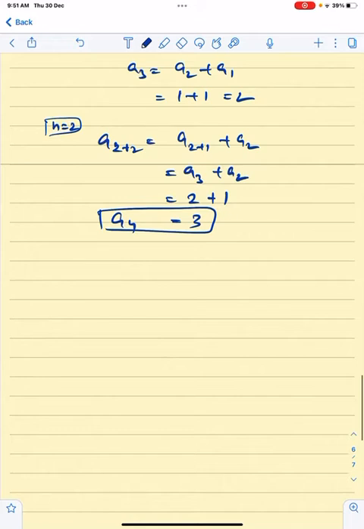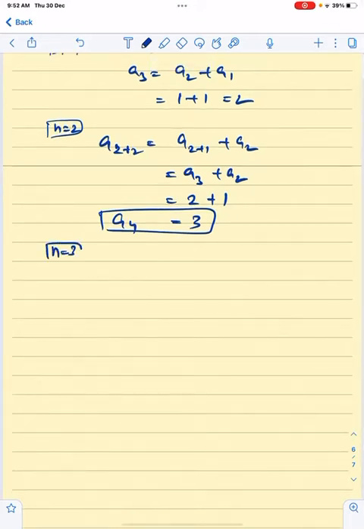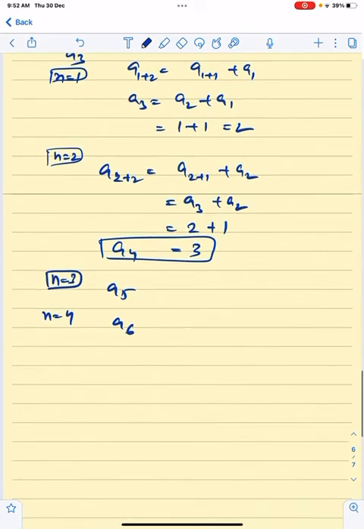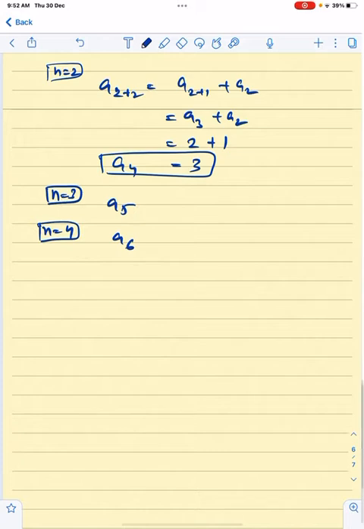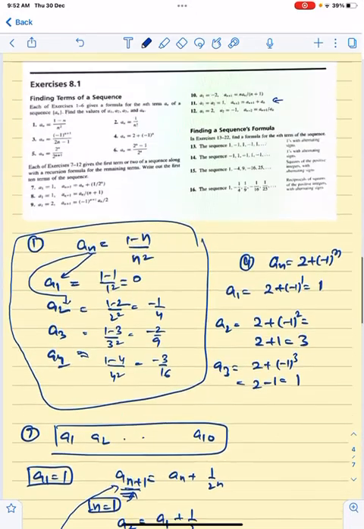So similarly you can go on. You put n equal to 3, you will get a5, you put n equal to 4, you will get a6, right, and so on. Next you can calculate further the rest of the terms. So this is how you will handle these questions.